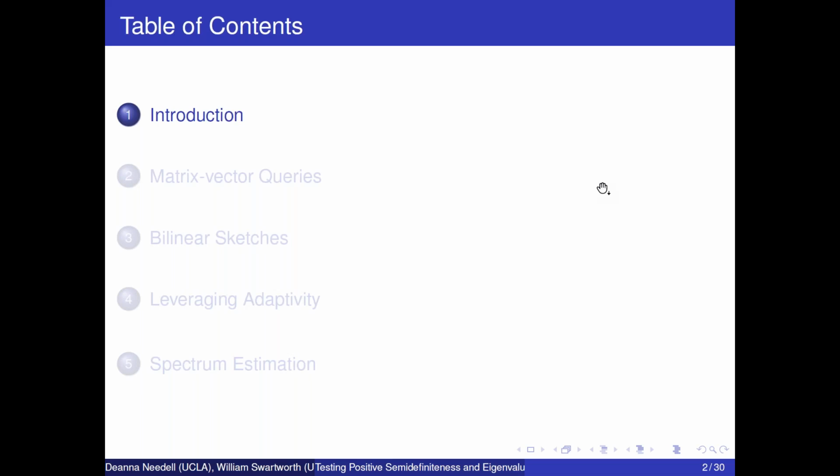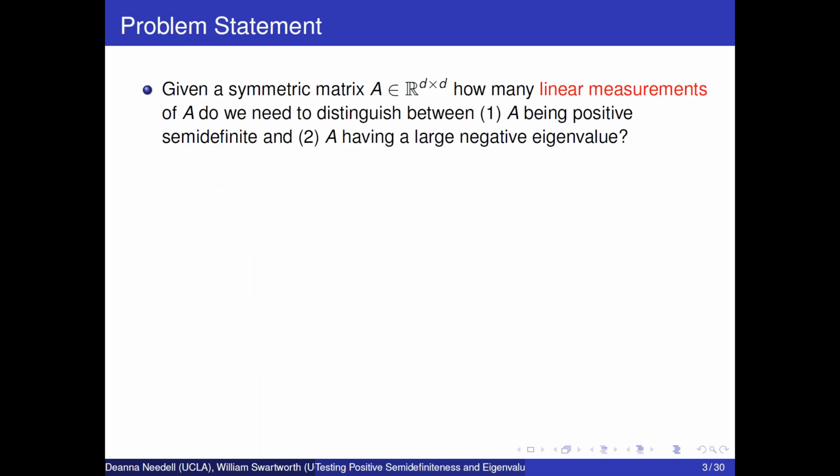So let me start by giving an introduction to what we're going to talk about. We're given a symmetric matrix A. It's real symmetric, so it's D by D. And we ask the question, how many linear measurements of A do we need to distinguish between case 1, A is positive semidefinite, and case 2, A has a large negative eigenvalue. Let me define what linear measurements mean in a moment. PSD for us is going to mean symmetric PSD, so it has real eigenvalues, and PSD means all the eigenvalues are non-negative.